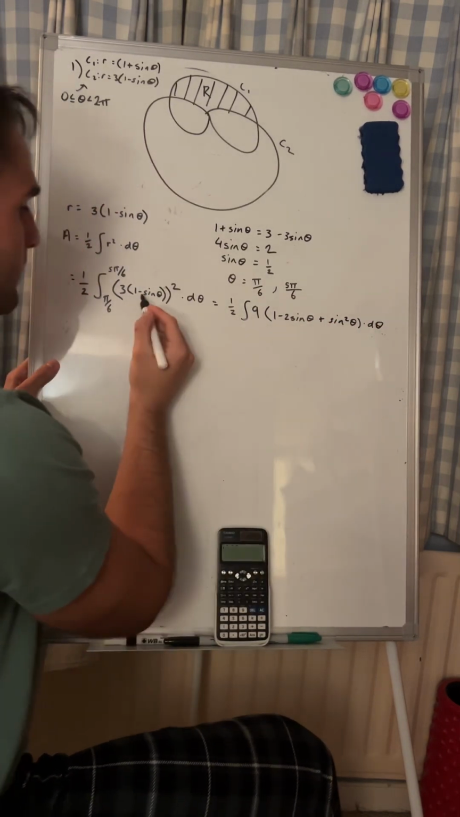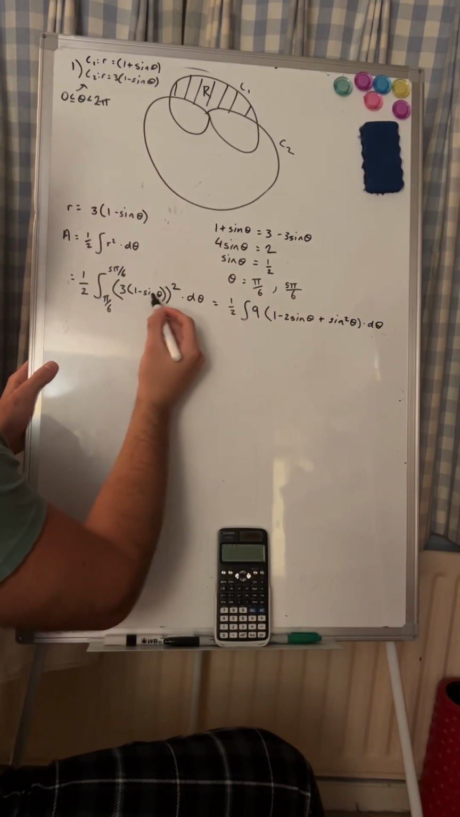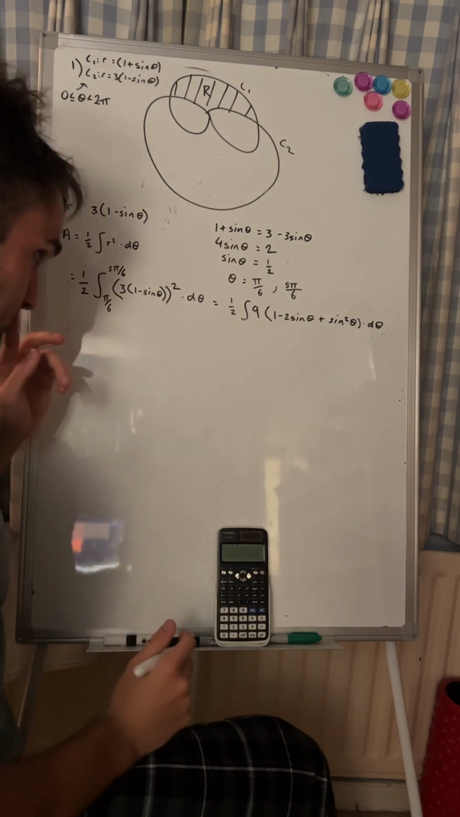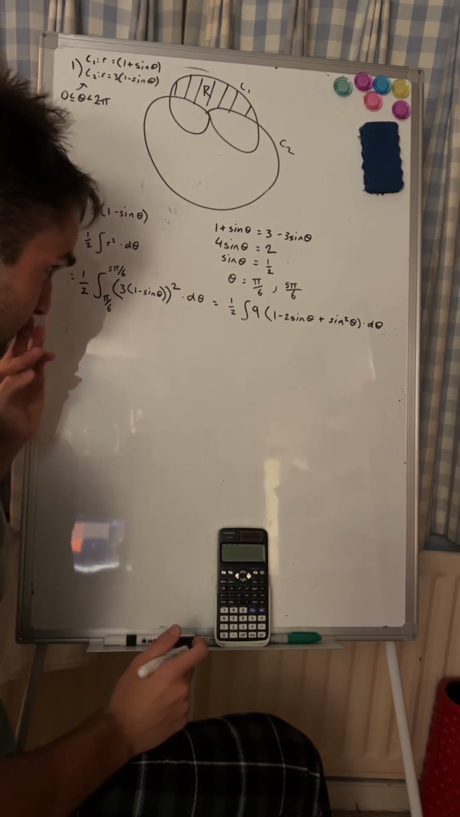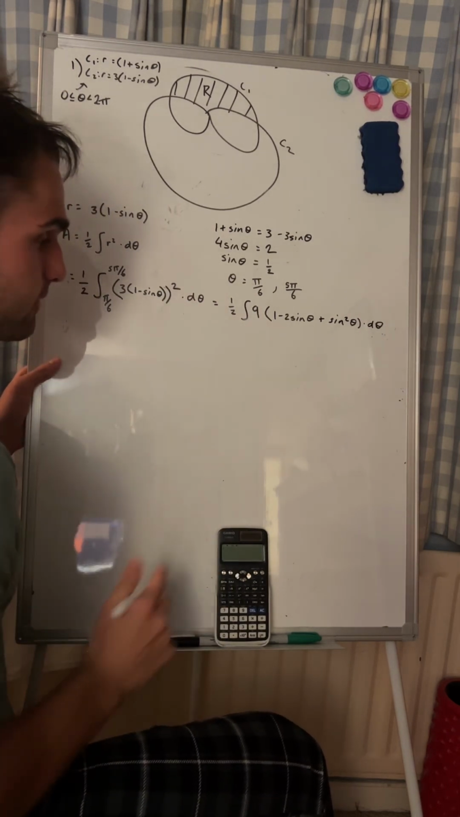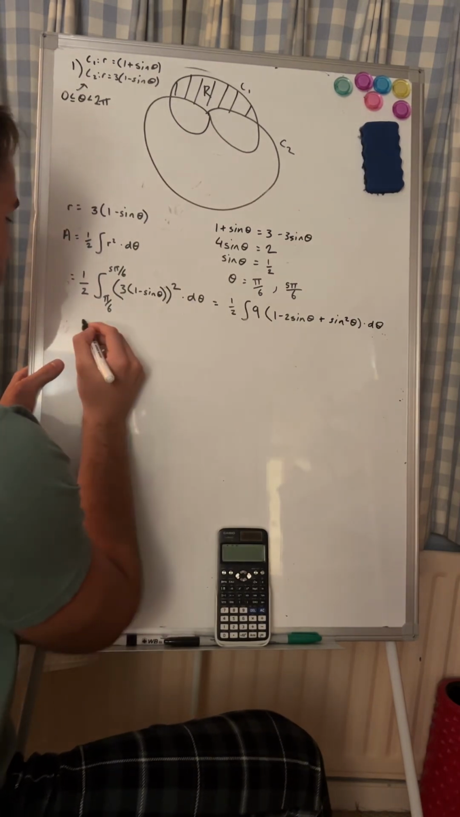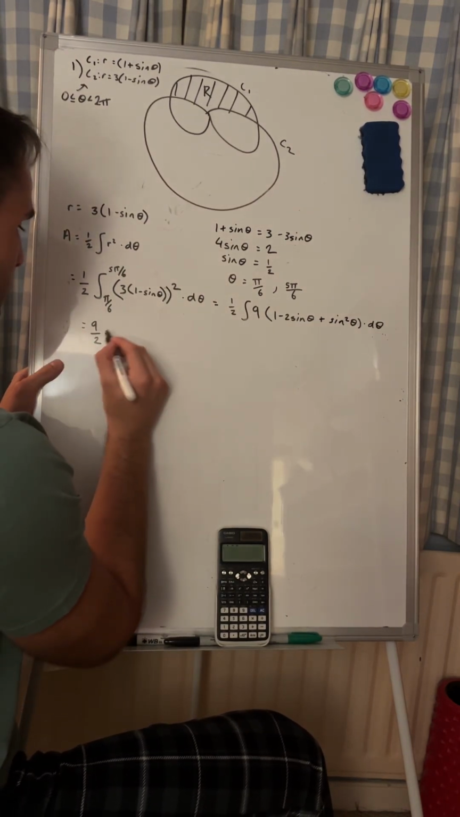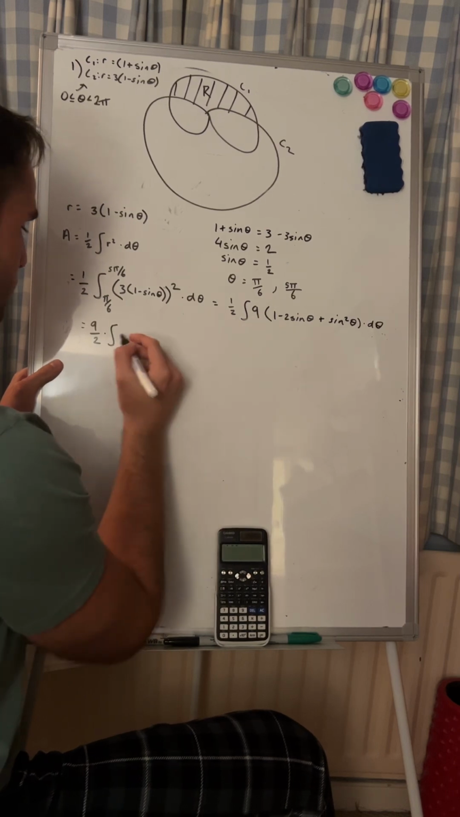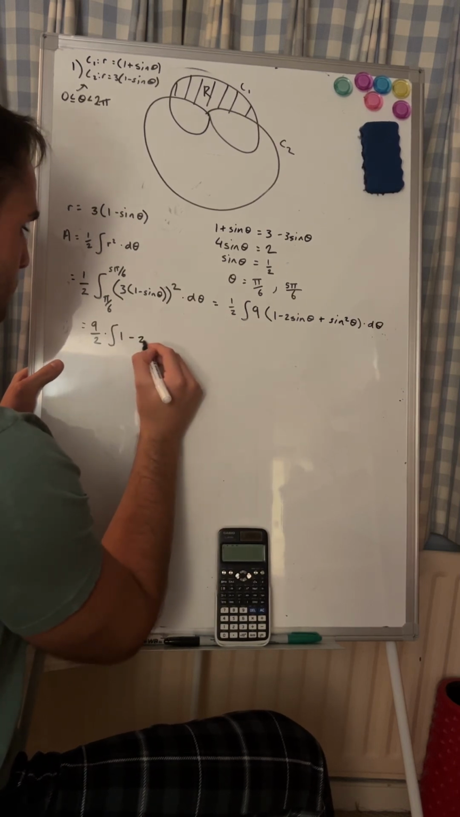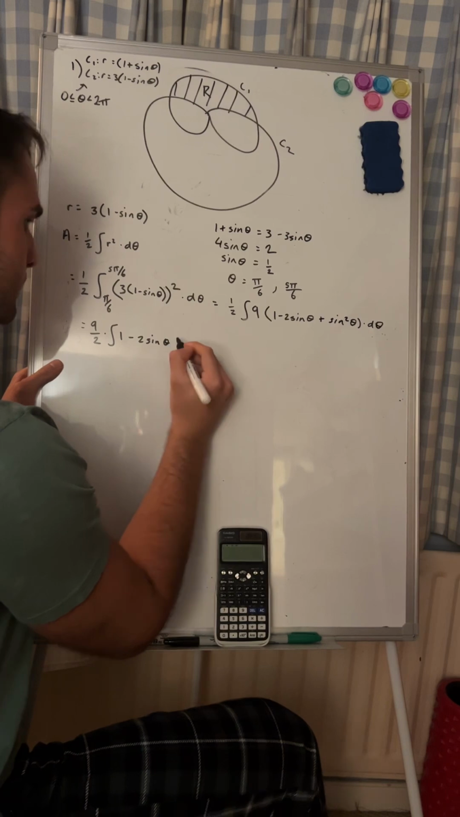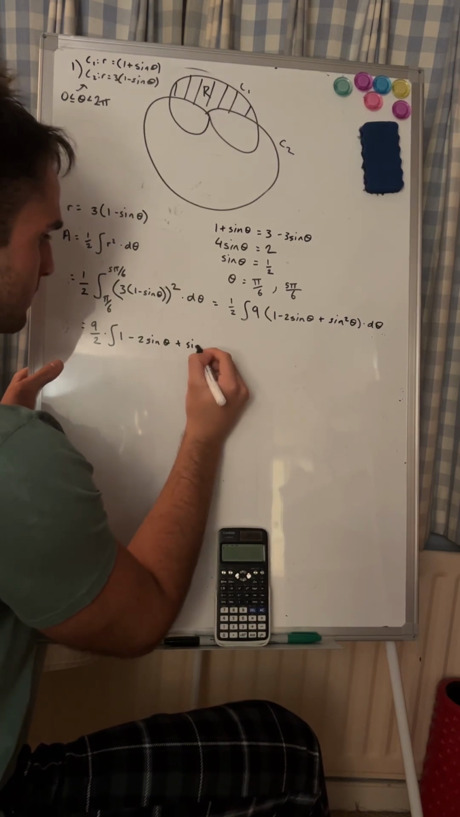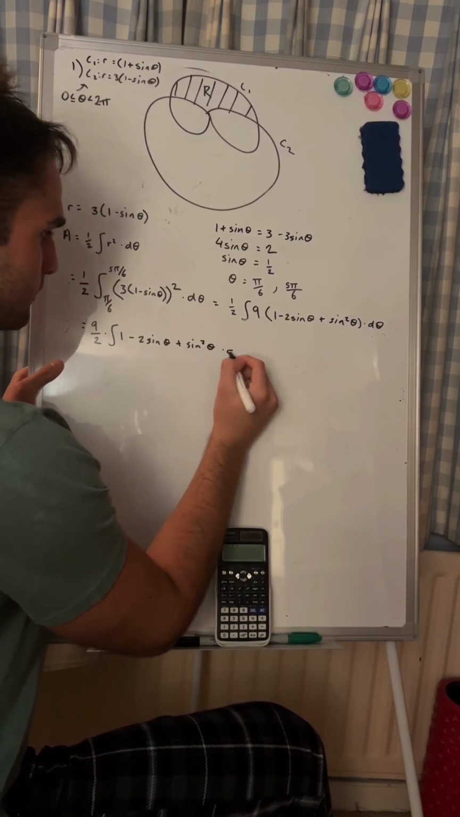Here I just expanded this because this is 1 minus sine theta squared. So now we have a quadratic. So we're going to take the 9 out because it's a factor. So this is going to go to here, times the integral of the middle, which is 1 minus 2 sine theta plus sine squared theta d theta.